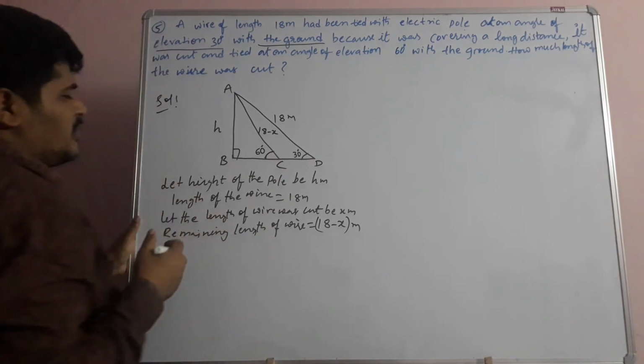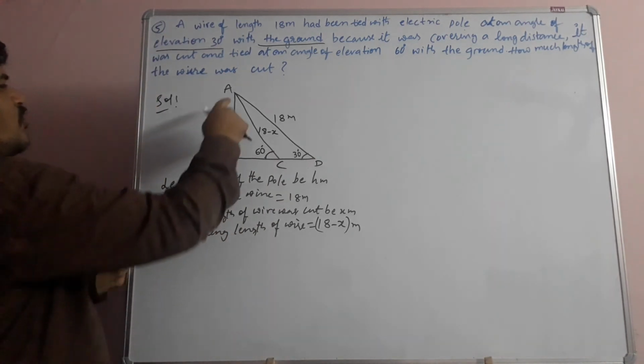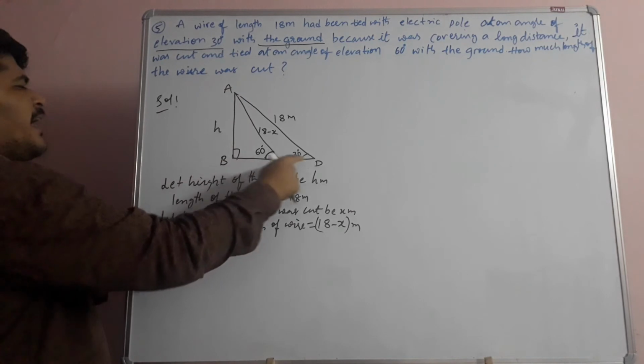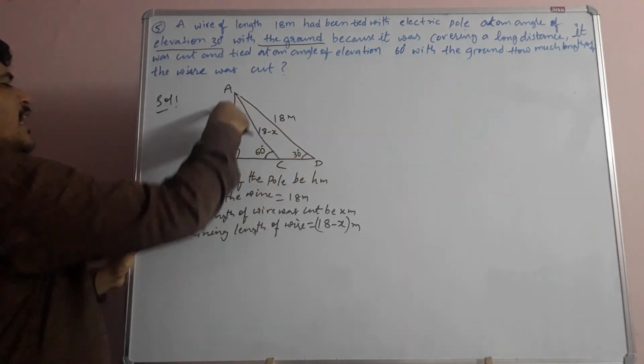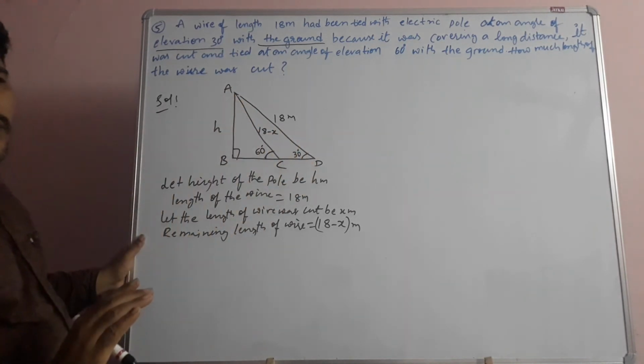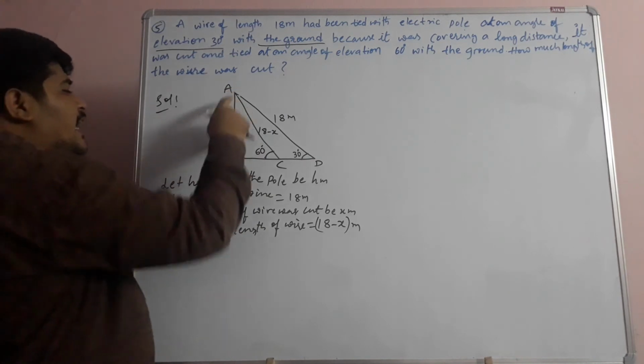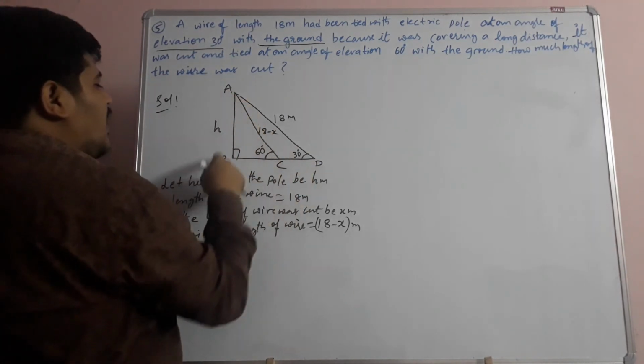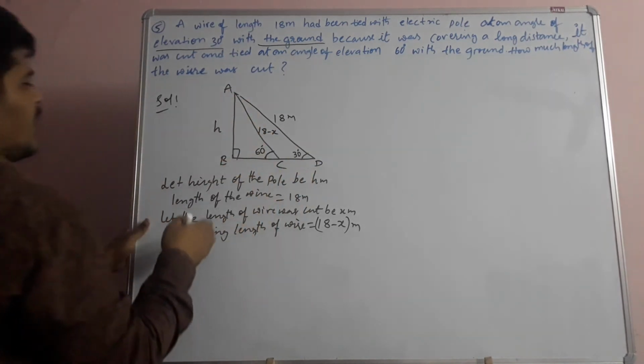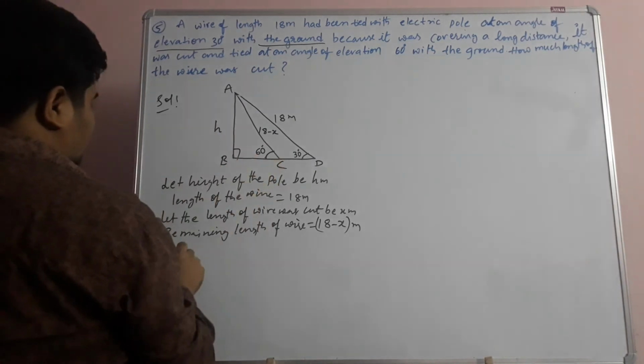Okay. So children, here you can observe two triangles. One is triangle ABD and one is triangle ABC. So first I am taking triangle ABC, children.